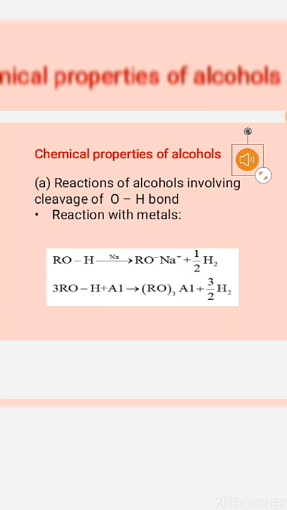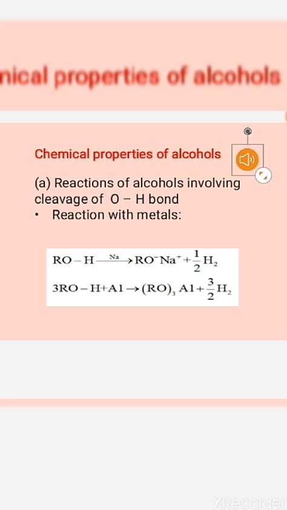Alcohols generally give two types of reactions, in which H is removed from the OH bond or the complete OH is removed from alcohols. The first reaction is the reaction with metals. Whenever alcohols react with more reactive metals like sodium or aluminium, they liberate hydrogen gas. This is the distinguishing test for alcohol.